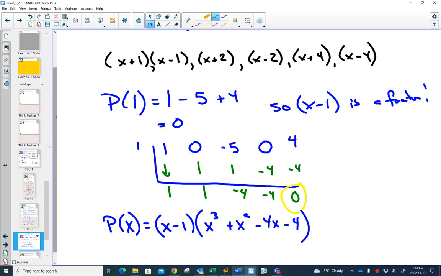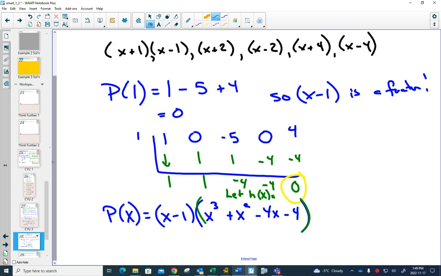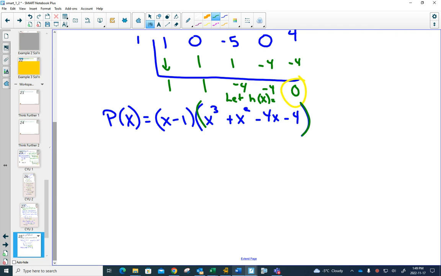We've used up p of x, so we need to choose another letter. What do you want to use? H of x? R of x? No, H. So let h of x equal all of this. And again, what are the possible factors? Same thing. x plus 1, x minus 1, 2, 4. So we would have to check. This time, can you see that if you plug in 1, it would be 1 plus 1 minus 4 minus 4. 1 won't work. But let's try plugging in negative 1.